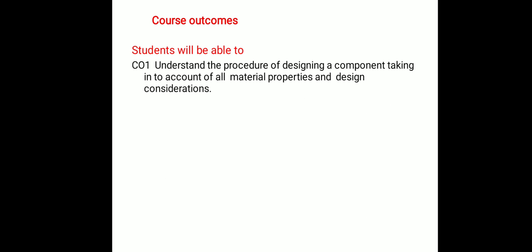So this is the syllabus of the Design of Machine Elements 1 course. Now, what is the course outcome of this Design of Machine Elements 1? We have divided each unit into one course outcome. Therefore, here we have 5 units and 5 course outcomes. At the end of this course, the students will be able to learn through the first unit the procedure of designing a component, taking into account all the material properties and design considerations.